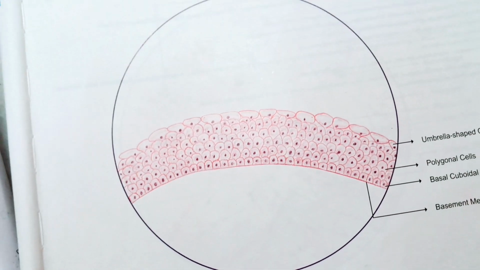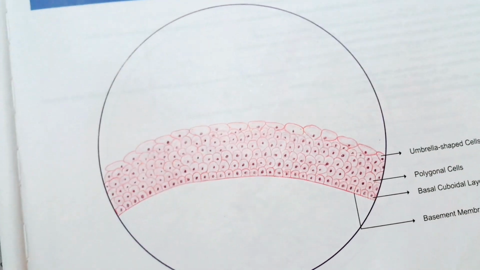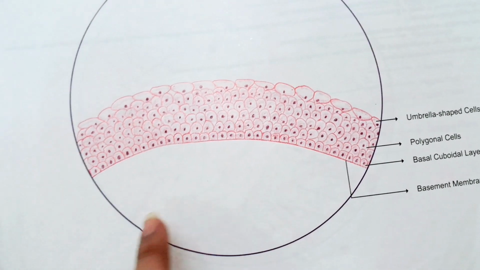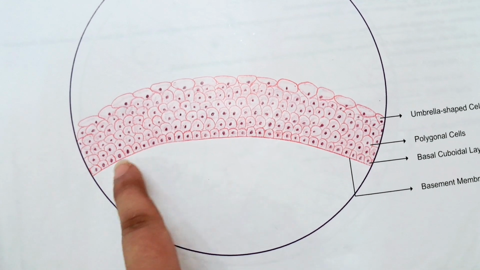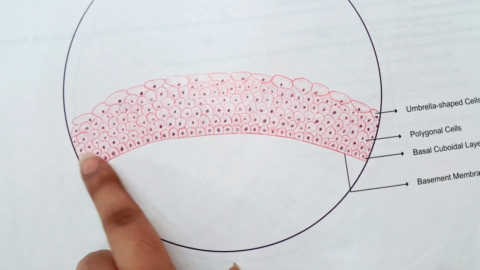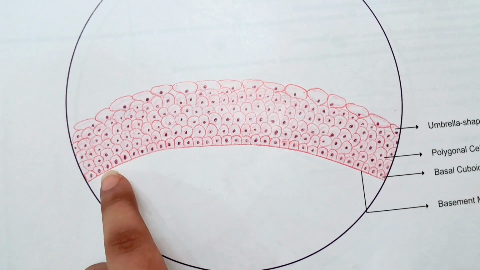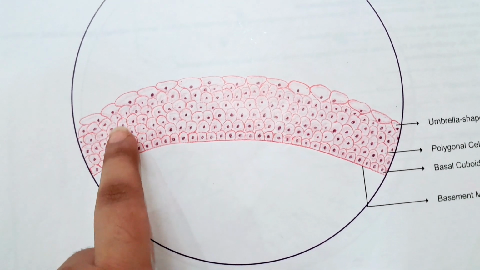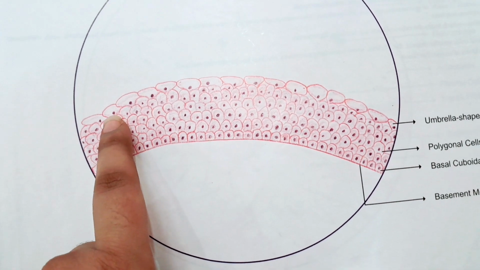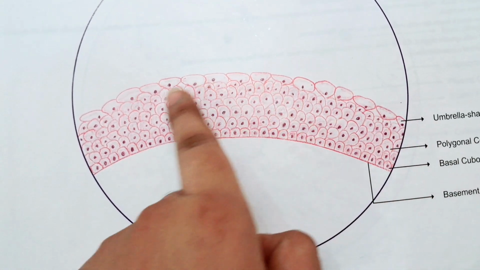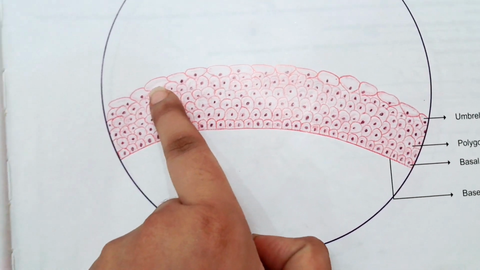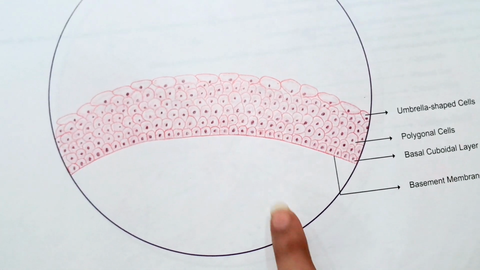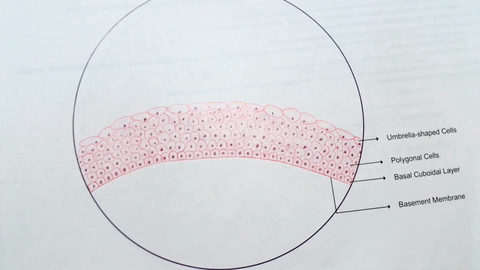So now let us see how we need to draw this transitional epithelium. First we need to draw a basement membrane, and for the first layer we need to draw cuboidal cells with round nuclei, and then we need to draw 5 to 6 layers thick polygonal cells, and in the upper superficial layer we need to draw umbrella-shaped or large dome-shaped cells. So this represents the transitional epithelium.